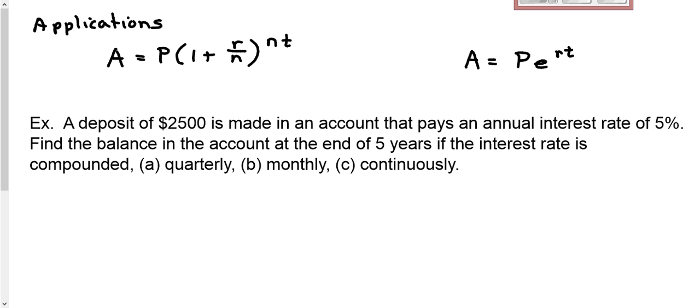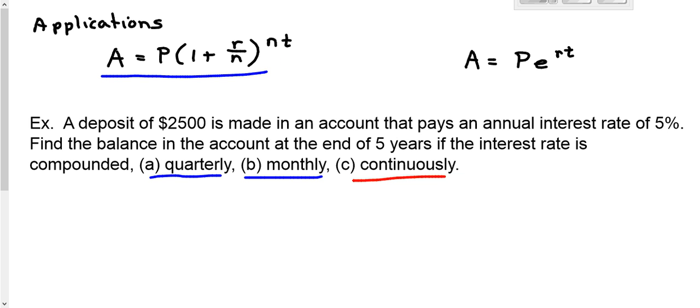Okay, so let's look at these three cases. Well, the first two give us a set amount in a year. So A and B, we are going to use this first equation, and then continuously, we're going to use this second equation. Okay, so A, quarterly. Well, that means that how many times a year does that happen? Quarterly, that's into 4 parts, 4 quarters.